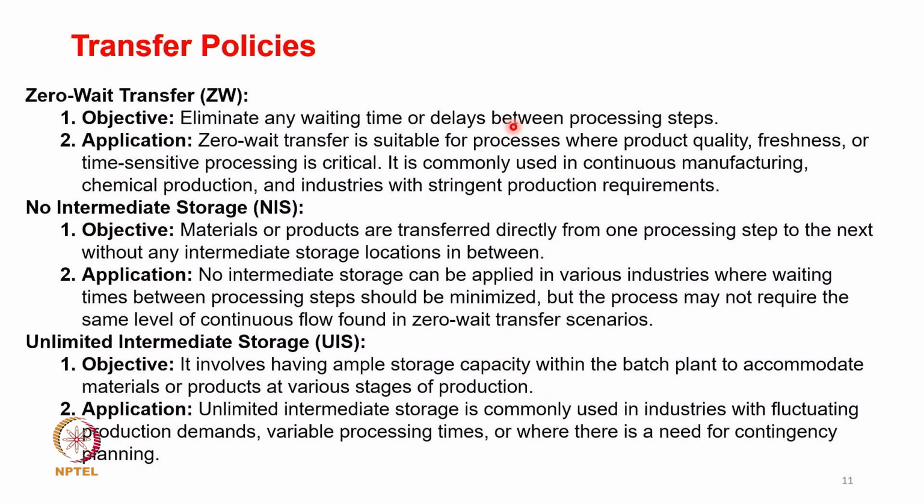It can also be used in batch processes if you have the flexibility to do so. The second is no intermediate storage, which is typically represented by NIS. No intermediate storage means that the materials or products are transferred directly from one processing step to another. There is no intermediate storage between them. So between your stage A and stage B there is no storage. You are bound to transfer from the first stage to the second stage.